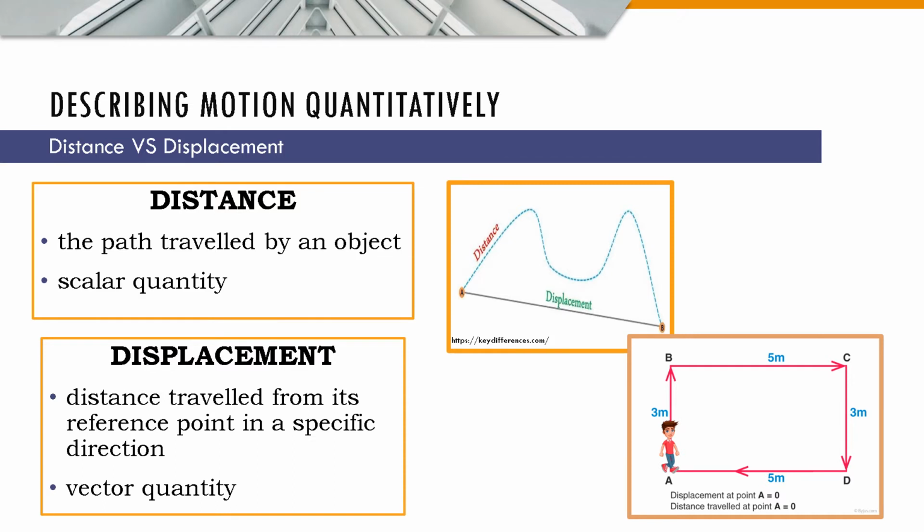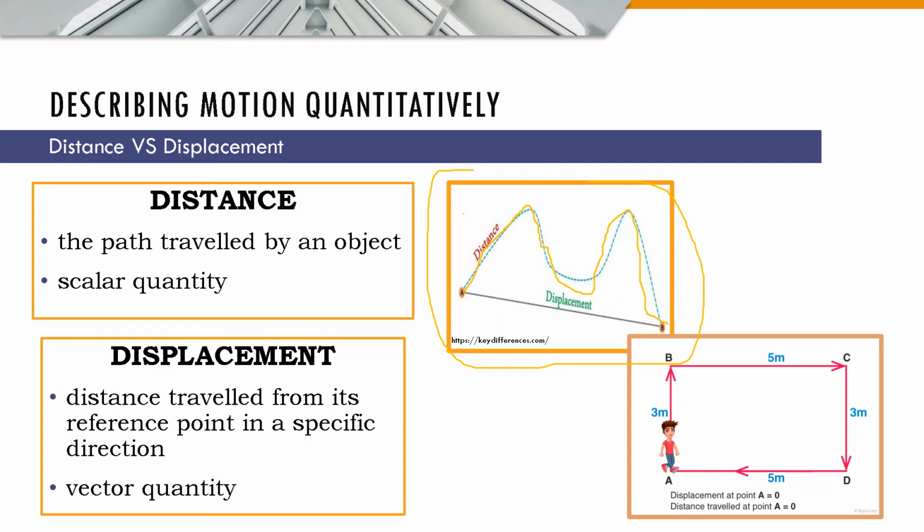So, the distance, it is the path traveled by an object. It is also a scalar quantity. So, ang path traveled by an object, ito yon. Example natin ito. Let us take a look at this picture po. Ito yung atin pong distance. So, iyon yung nilakad or ginapangan ng object, yung ginalawan ng object.